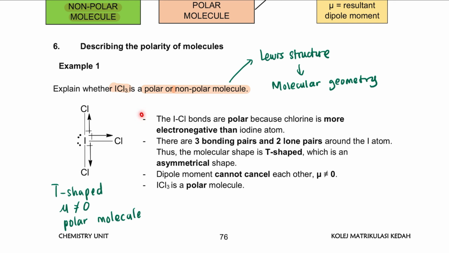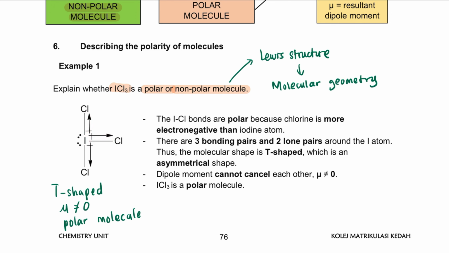So that is if we want to quickly determine its polarity. But since this question asks us to explain, we have to explain. We need to write sentences. First thing you need to explain is that the I-Cl bond is a polar bond. The bond is polar because chlorine is more electronegative than iodine.